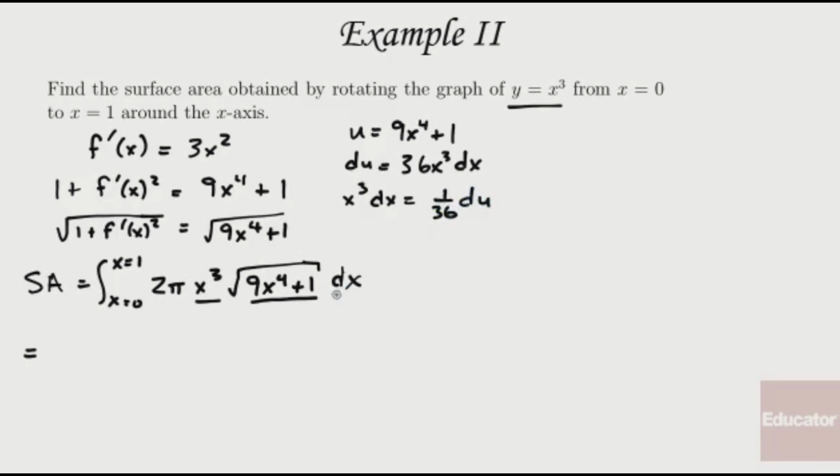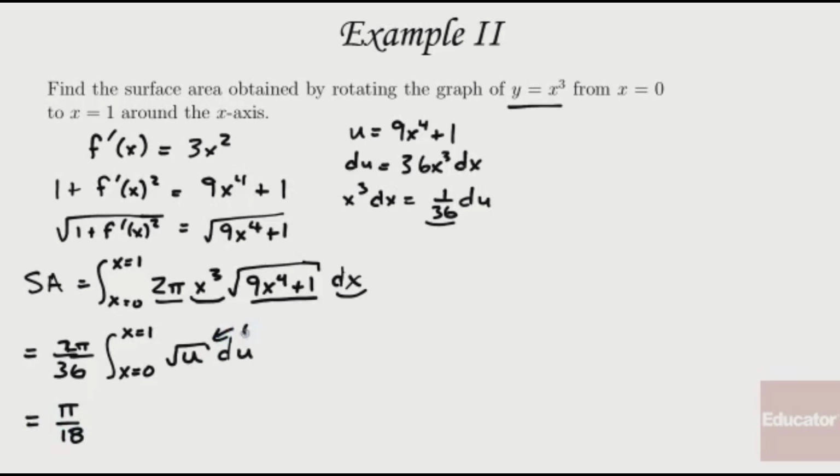So that takes care of the dx and the x cubed, and I'll put the 1 over 36 outside, so 1 over 36. I'm also going to put the 2 pi outside, 2 pi. We still have the integral from x equals 0 to x equals 1. Now, 9x to the fourth plus 1 just turned into u, and then we have du. So that's really a very simple integral now. This is, I guess, pi over 18.